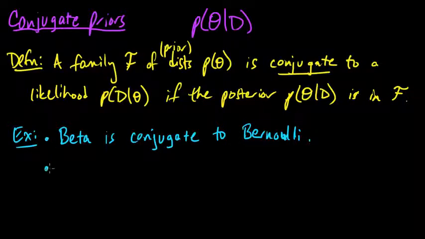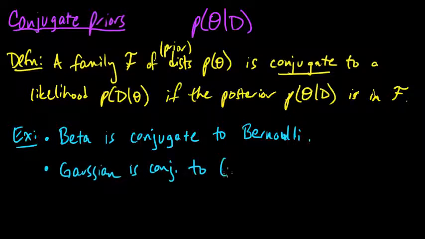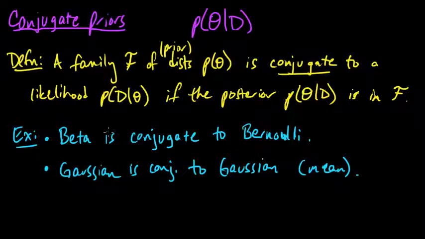That's one example. Another example, there's lots of examples. Another example is that a Gaussian is conjugate to a Gaussian for the mean. So if we consider the mean of a Gaussian as a parameter, and we put a Gaussian distribution on that mean, then that's a conjugate prior. So I'm not going to work these out in detail, but we'll see these in other videos.